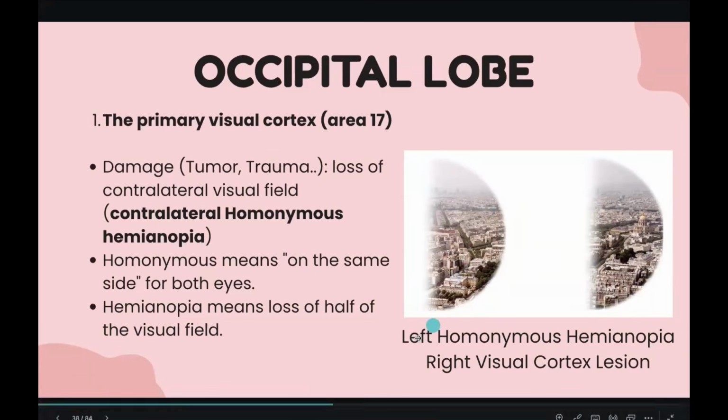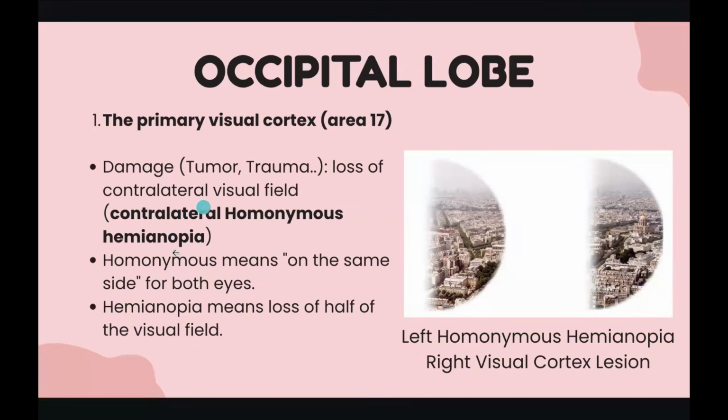So they will have something called left homonymous hemianopia, all right, which is loss of the contralateral visual field. It could be a tumor compressing, like, for example, the optic chiasm or something. It could be compressing the cortex area or trauma to that area.